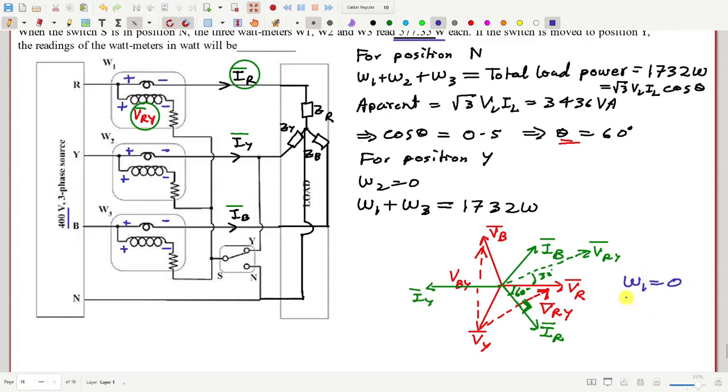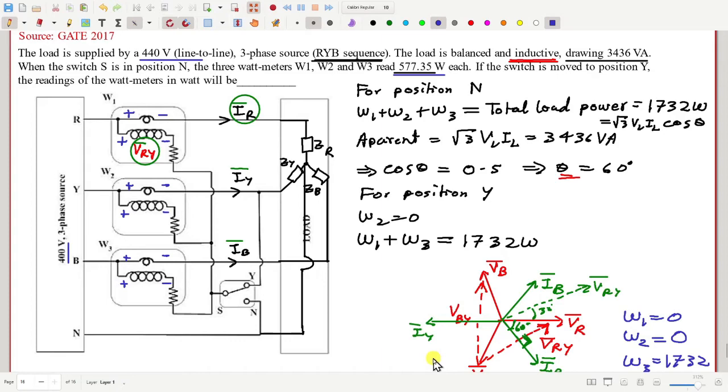So how much is then W3? 30 degree. Right, 1.732 times the total power, and W2 is 0 anyway. So that's the answer. So is it okay?